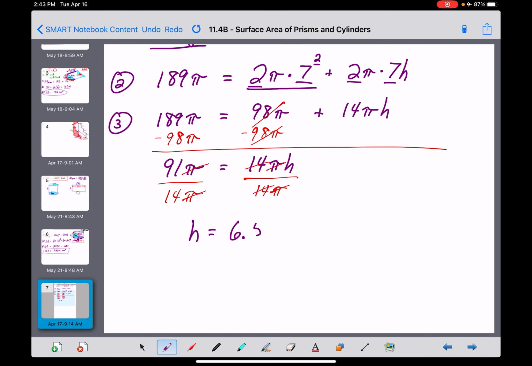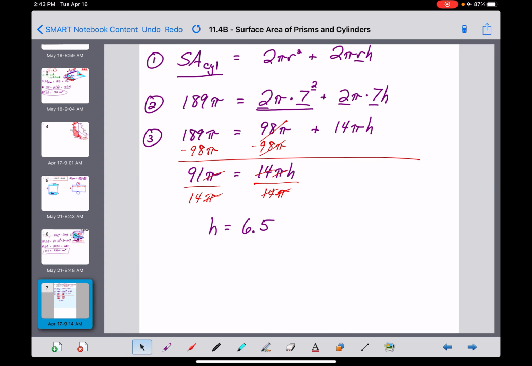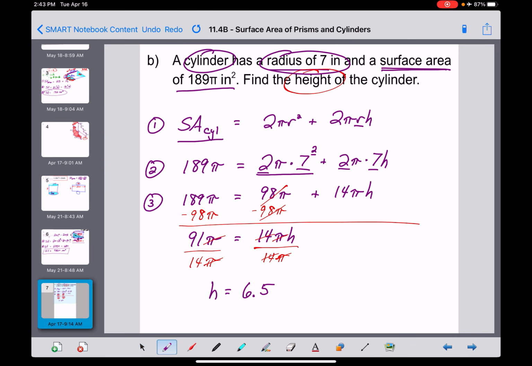So 6.5, and let's see, everything in this problem, surface area was being measured in square inches. The radius was in inches. We're trying to come up with the height. That would be in inches as well. So the height of that cylinder then would be 6.5 inches. All right, everybody, that's everything I've got for you right here in 11.4b.